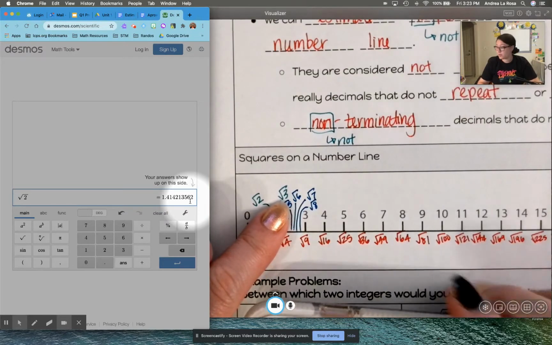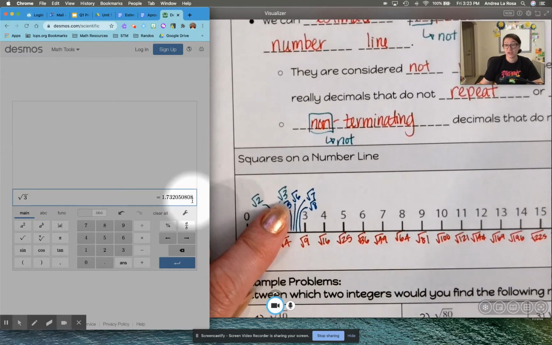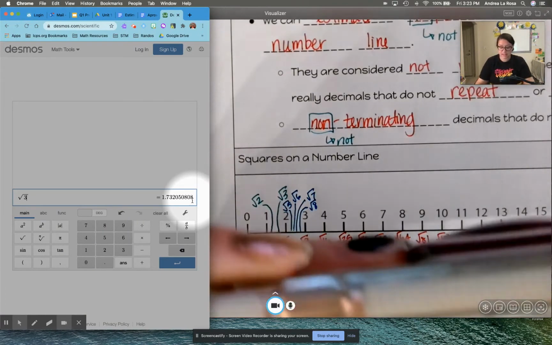Let's take a look at the square root of 3. Again, I want to type the square root using that number there. Let's clear this out. There we go. The square root of 3 is 1.732050808. And right there, it looks like it's going to repeat. But let's come back to this calculator.